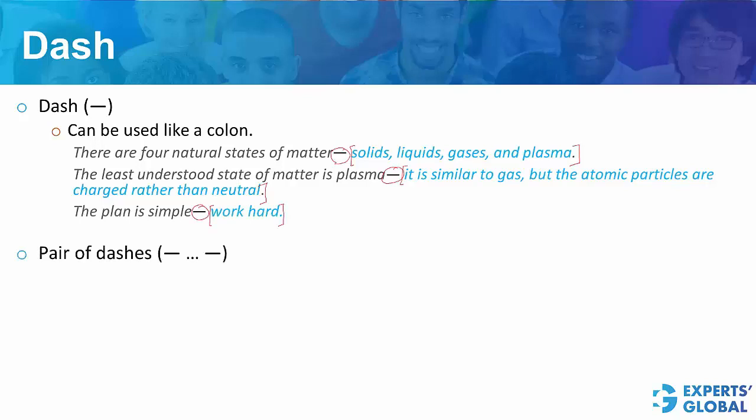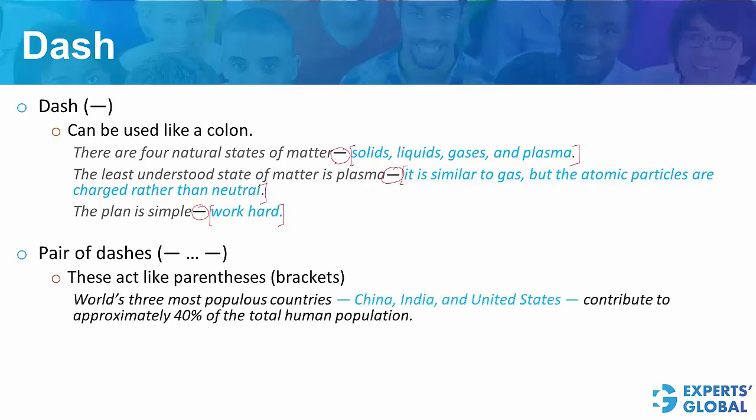Then a pair of dashes very well work like brackets. Look at this example here. World's 3 most populous countries, and then you see names of these 3 countries have come here. Imagine a pair of brackets could have very well worked. However, brackets do not look aesthetically pleasing in a sentence. I have never seen brackets on a GMAT sentence correction question. So in place of brackets, these pair of dashes work very well. And the core meaning continues.